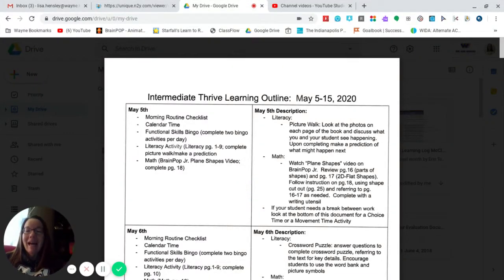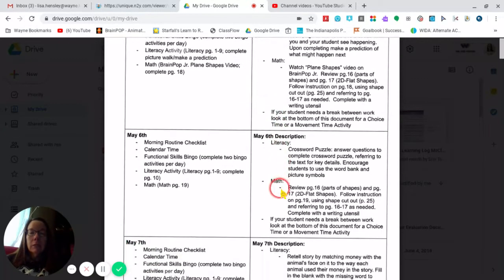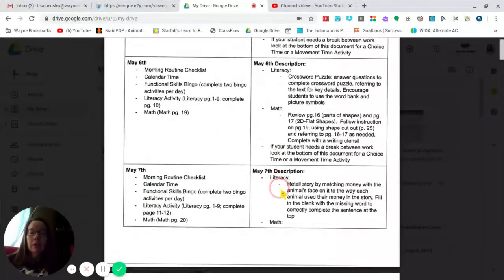Sorry about that. Today we are going to work through the math activity from the intermediate packet for May 13th. So if you will join me in looking at that, we are still working on geometry using 3D shapes.